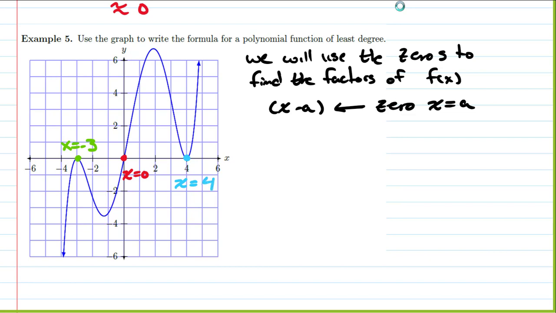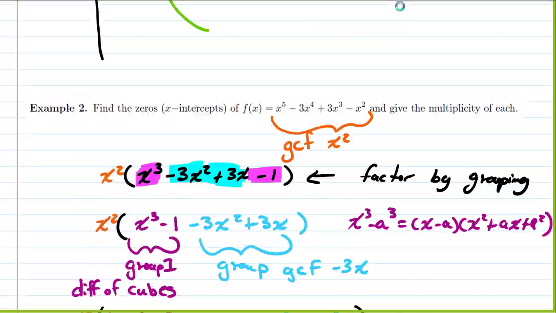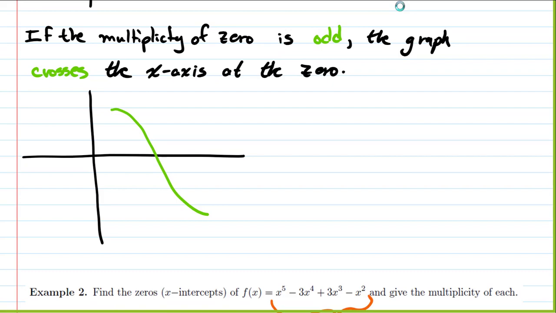So those are my zeros, but then I have some different behavior. Notice it says, use the graph to write a formula for the polynomial of the least degree. Well, that's important. If we go back to the very beginning, when we were talking about zeros, we had two possibilities. If the multiplicity of a zero is even, what does our graph do? Bounces. If the multiplicity of our zero is odd, it's going to pass through.